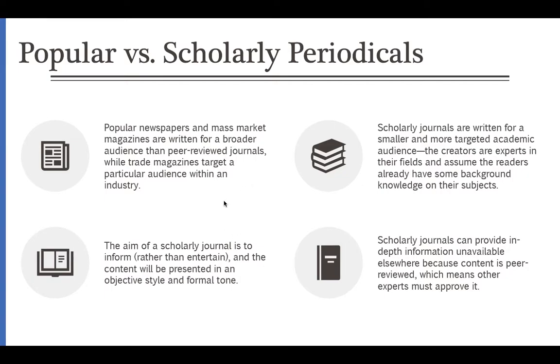Think about popular versus scholarly. Popular is written for everybody. Think about People magazine, that's a popular periodical. Cosmopolitan magazine is something that's written for everybody. Versus scholarly periodicals, which are written for a smaller audience, usually by people who have expertise in the area the periodical is aimed towards. So there are lit journals and things like that.